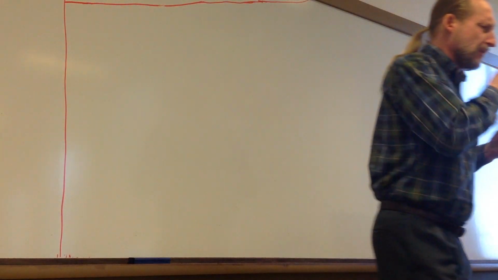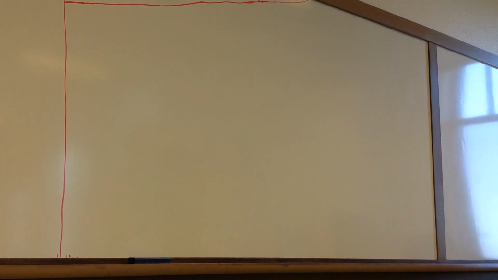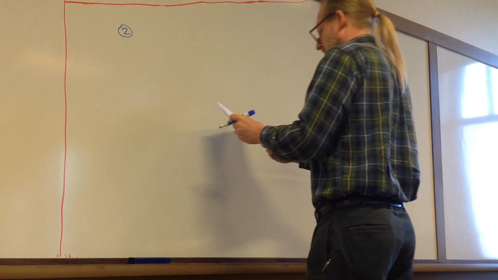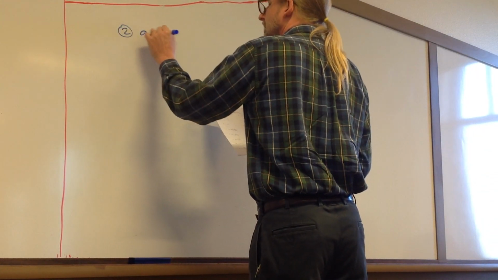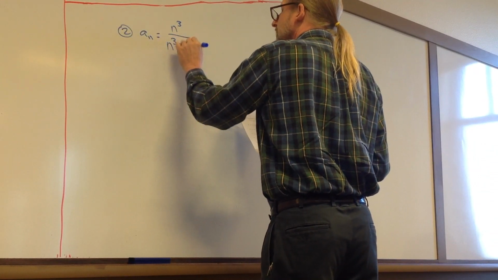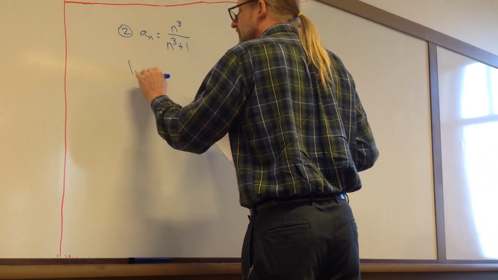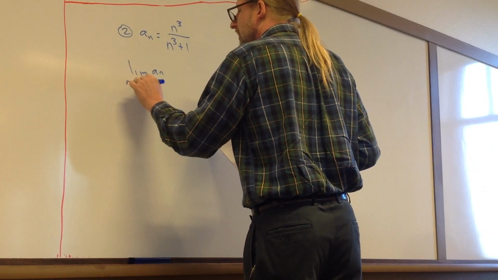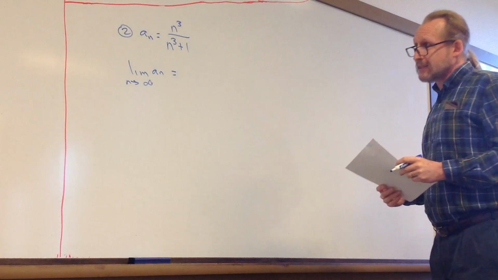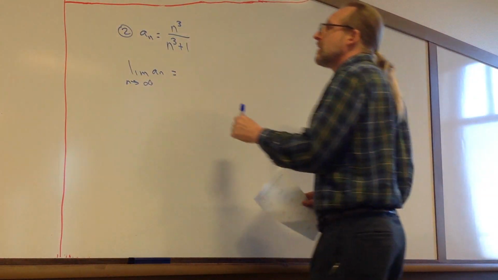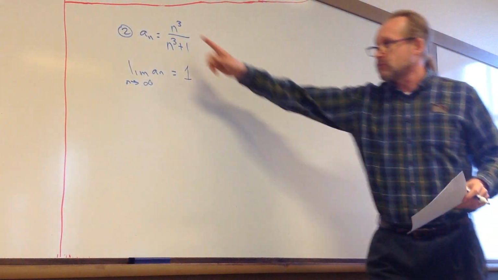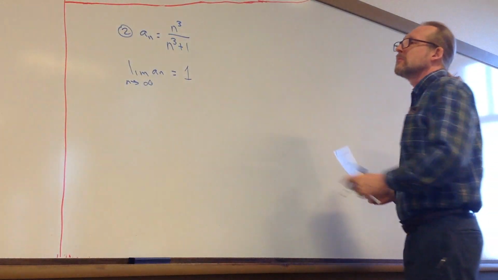On the even problems, number 2, we get a sub n is n to the third power over n to the third power plus 1. So if we're interested in the limit of a sub n as n goes to infinity, notice the powers of the variable are the same in the numerator and denominator, so therefore the limit will be the ratio of the coefficients, 1 on the top, 1 on the bottom.